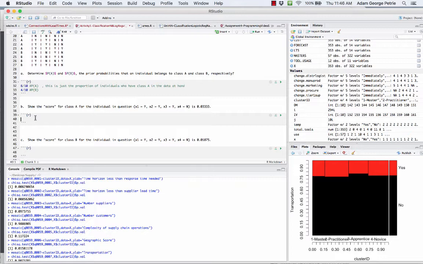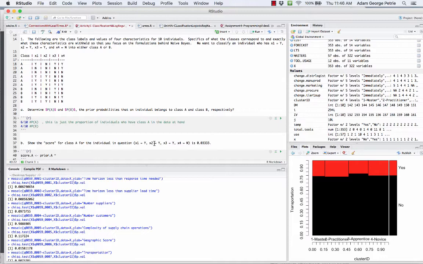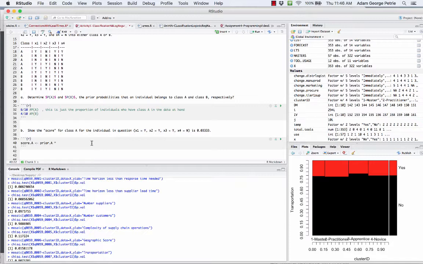So how do we figure out the score for class A? The score for class A is simply the prior probability for class A times something about the relative frequency of the characteristics of the individual that we want to classify, how often they appear among members of class A in the data here. So we look at the first characteristic of this individual we want to classify, and it's equal to y here.